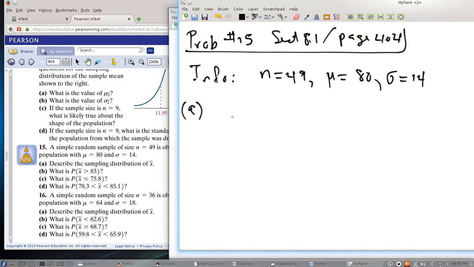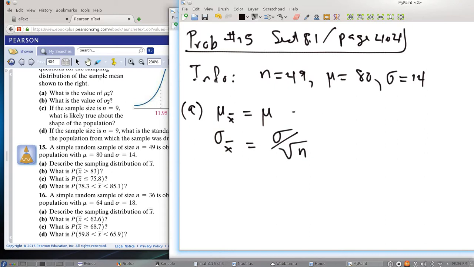So here we want to look at the sampling distribution of the sample mean, and the sampling distribution of the sample mean has the following expression. We have mu of X bar is ultimately equal to the mean value of the population, and the standard deviation of the distribution of X bar will equal the standard deviation divided by square root of n.